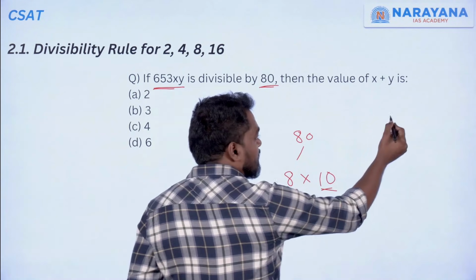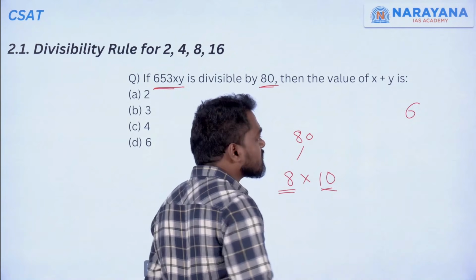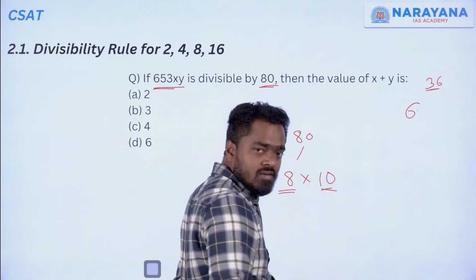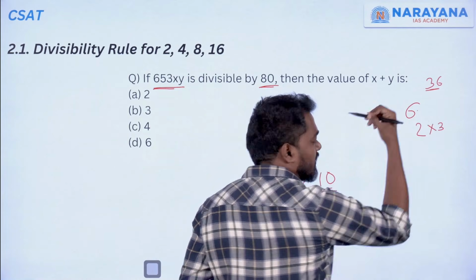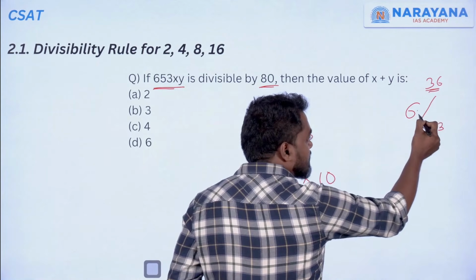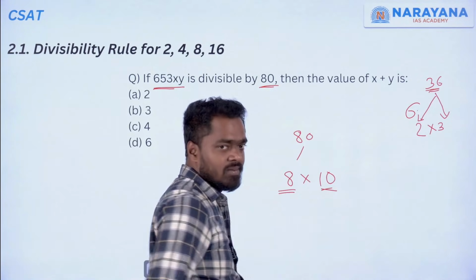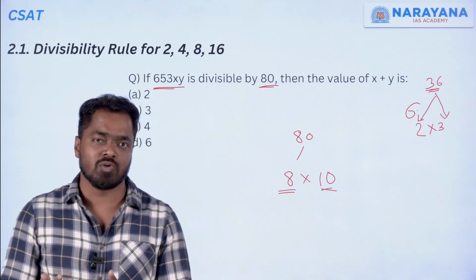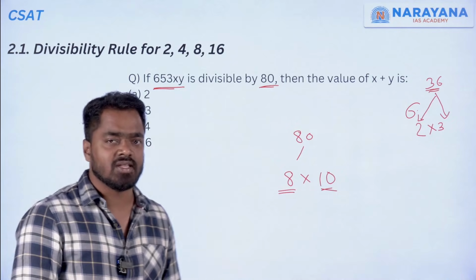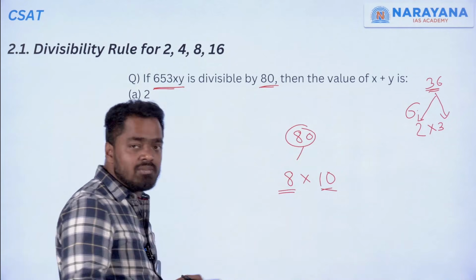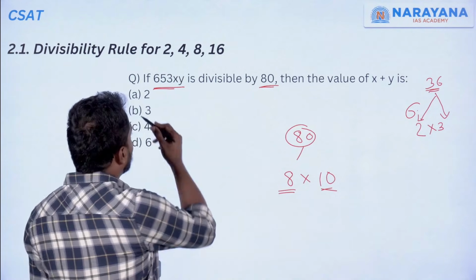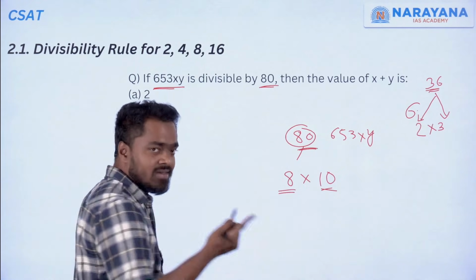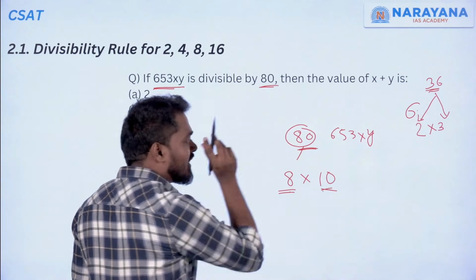So for example, if you see 6 is a number and 36 is divisible by 6. Now 6 can be written as 2 into 3. If you see, 36 is also divisible by 2, 36 is also divisible by 3. So if any number can be expressed as the product of any two numbers, those two numbers also will divide that number. So 80 can be expressed as 8 into 10. So if this number 653xy is divisible by 80, that means it is divisible by both 8 and 10.